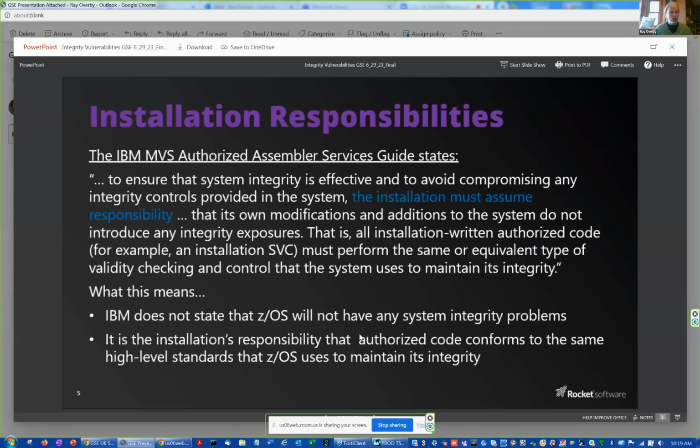Updating memory, key 1 through 7 memory, right? You shouldn't be able to do that. Updating memory in another address space, even though it's key 8 or key 9, right? Technically, by architecture, you're not supposed to be able to do that. So it's kind of an interesting thing, and this has been this way probably since back in the 80s or 90s, right?